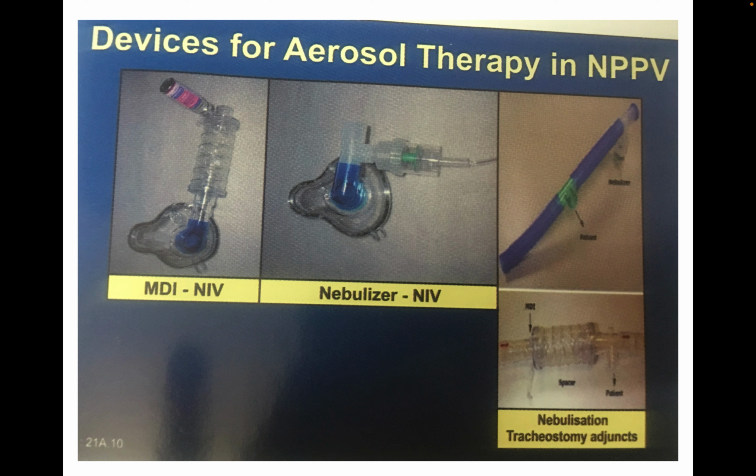And finally, there are devices for aerosol therapy in NIPPV, especially when the patient is on a non-invasive ventilator. So you use an MDI like a Spiro device and of course the mask, and the nebulizer which is directly placed on the NIV mask, and this is a nebulization tracheostomy tube adjunct, and this is a device which is called a Spiro device. So I think this was all about aerosol therapy.